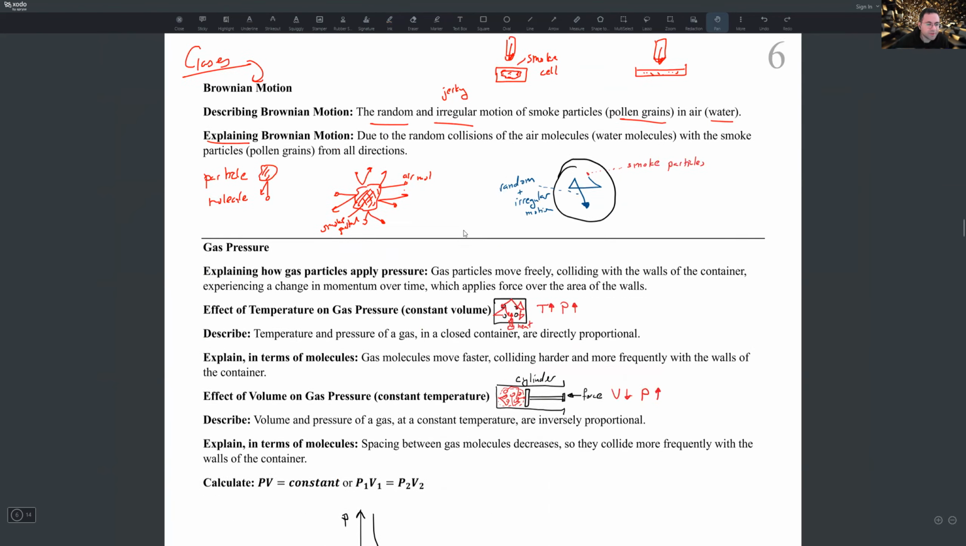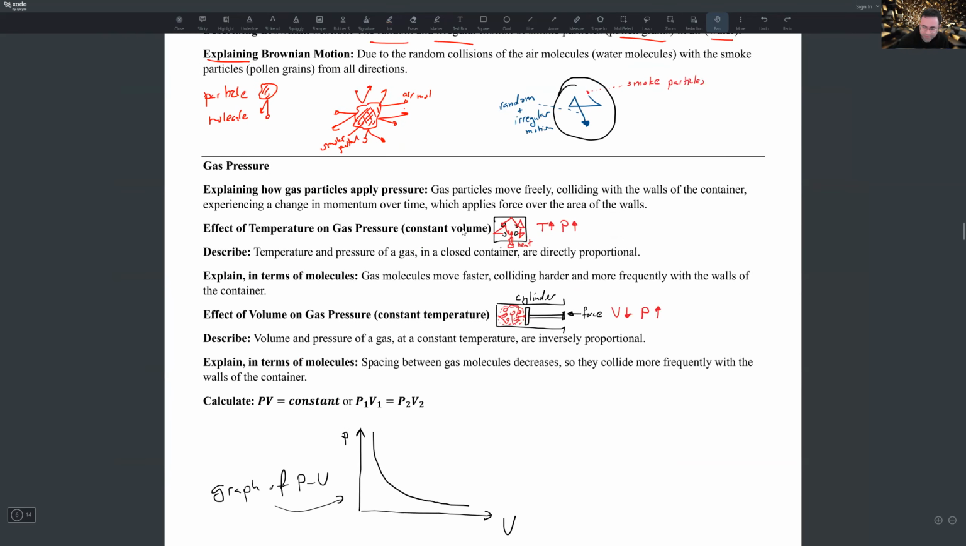Now, that helps us talk about gas pressure, since the molecules are moving and colliding. So what is gas pressure? What causes it? Please be careful here, there are a lot of descriptions. There's a difference between explaining how gases apply pressure and what changes the pressure. Okay? There's a difference between why or how there is pressure, and what changes it.